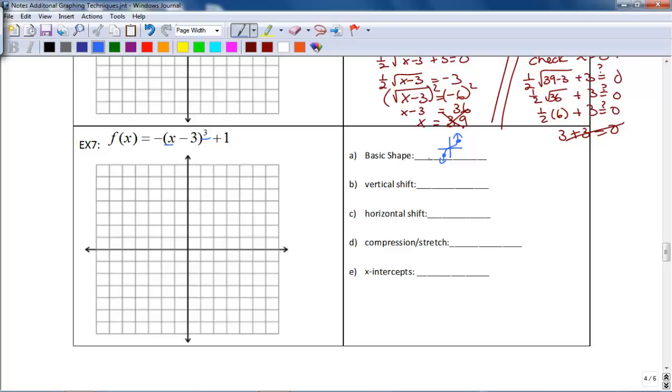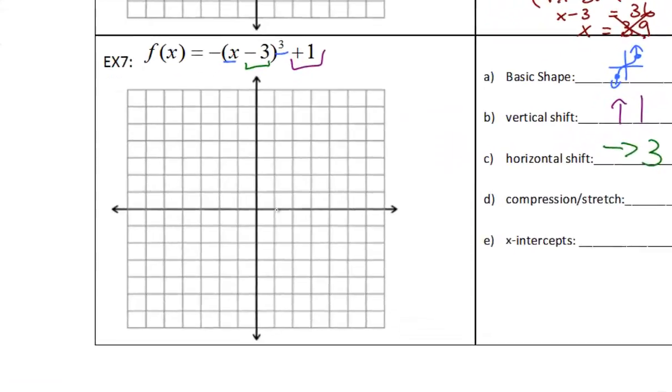Vertical shift. Do I have a vertical shift? I do. I'm adding 1 to the function. Makes it go up 1. Do I have a horizontal shift? I do. Minus 3. Remember, it's opposite what we think, so a minus moves us right 3. So the new vertex for this guy is (3, 1). Plot your vertex right there.